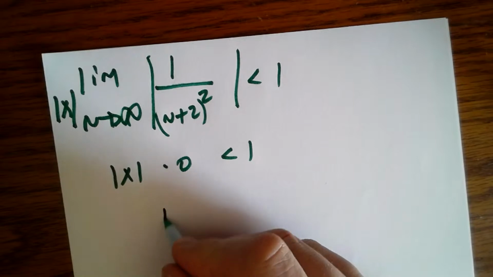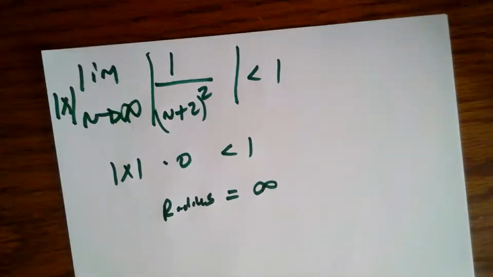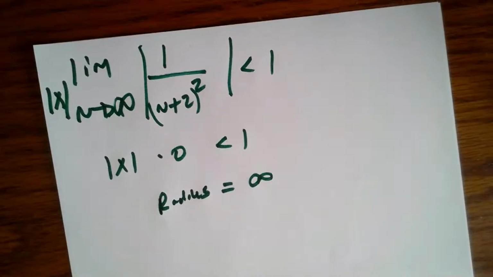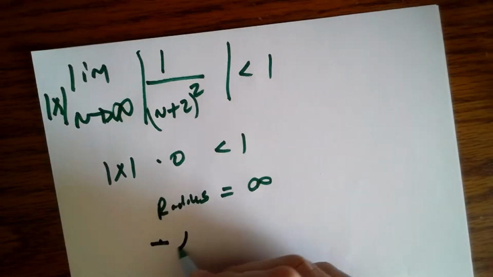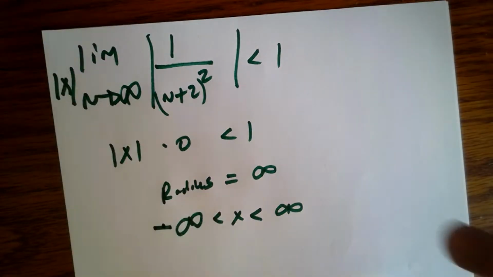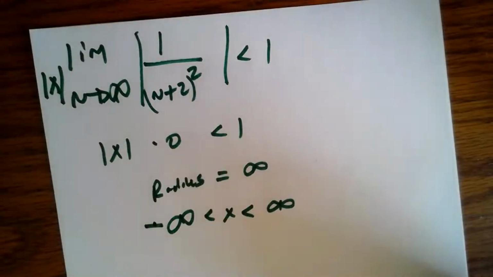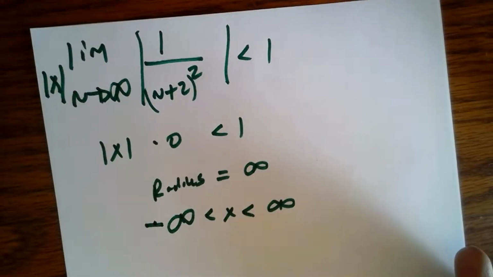So this is always convergent. What's our radius of convergence? Our radius is equal to infinity, because it doesn't matter. It always converges. What's our interval of convergence? Negative infinity less than x less than infinity. That's just another way of saying it. Where's the center? Well, the center of the universe from infinity to negative infinity is 0.